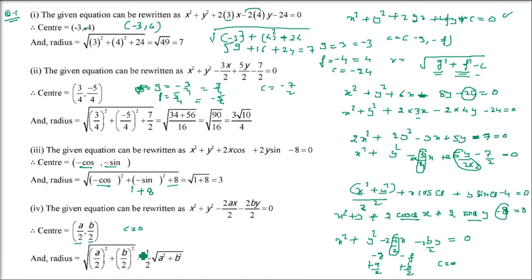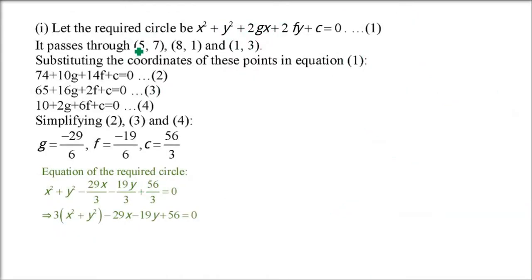Just put in here g square plus f square minus c. You get under root a square plus b square, and below you will get 4. So under root 4 is of course 2. So this is the final result.